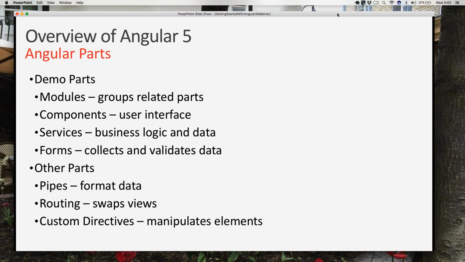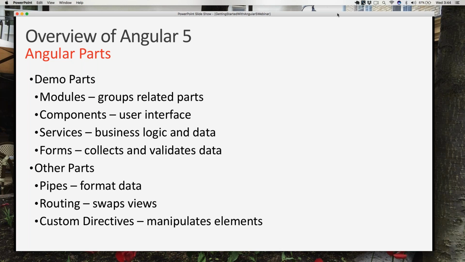Then the other 3 parts that we're not going to look at are going to be pipes. And pipes basically do formatting of data. So for example, you could apply a currency pipe, and you could format the currency for rupees if you wanted to. Or if you were in the US, we put the month before the day, or if you were in Canada, you put the day before the month. So you can do all types of formatting of your output data.